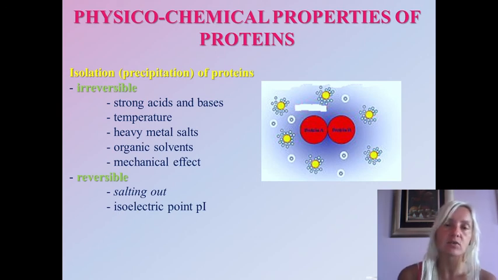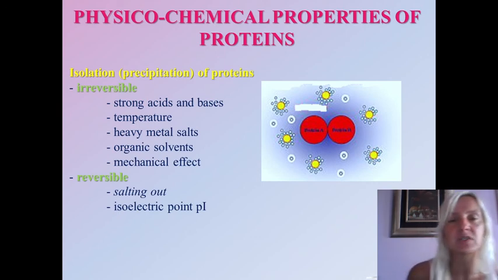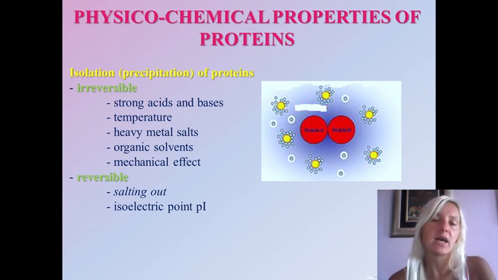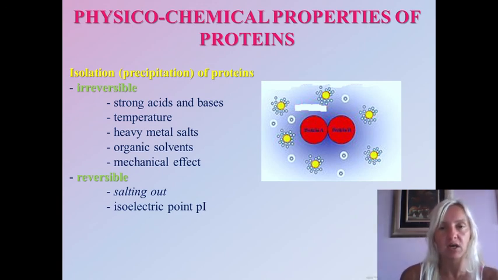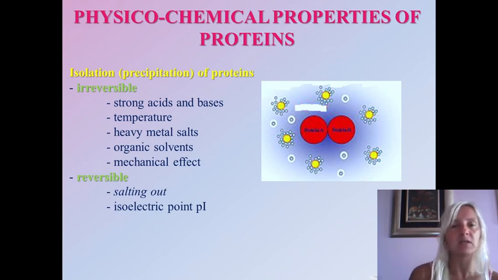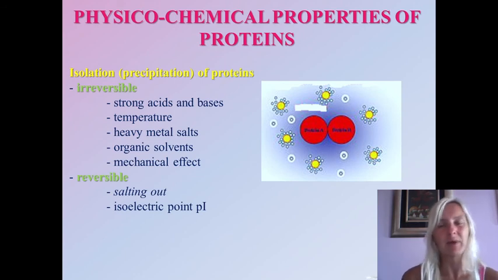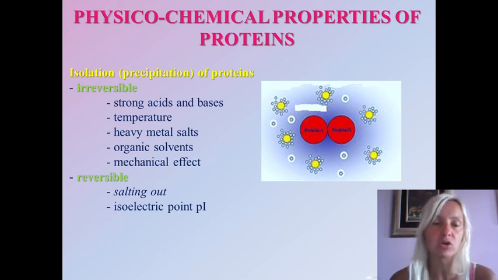Organic solvents also may cause denaturation of proteins. For example, ethanol causes denaturation, which is one more additional point to its toxicity. And mechanical effects, when you expose the protein solution to some mechanical action, for example, preparing egg yolk or egg white foam, you cannot get it back if you make a mistake. So mechanical effects permanently destroy the structure and the function of a protein.